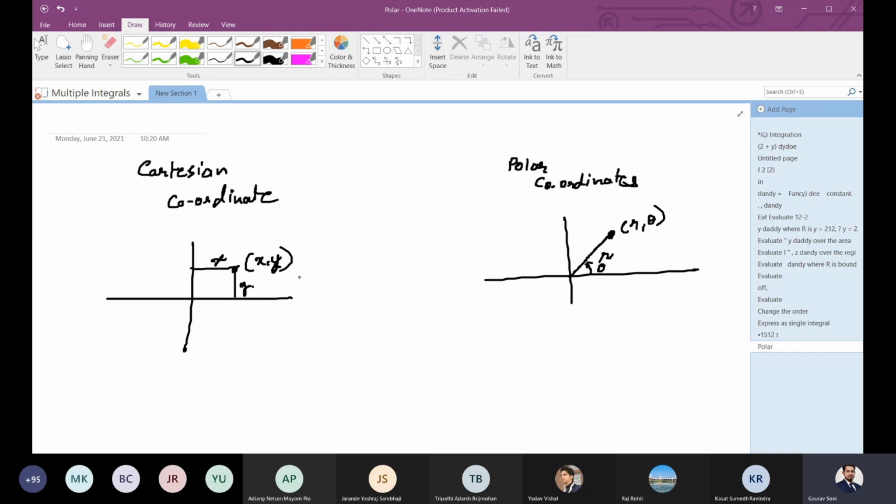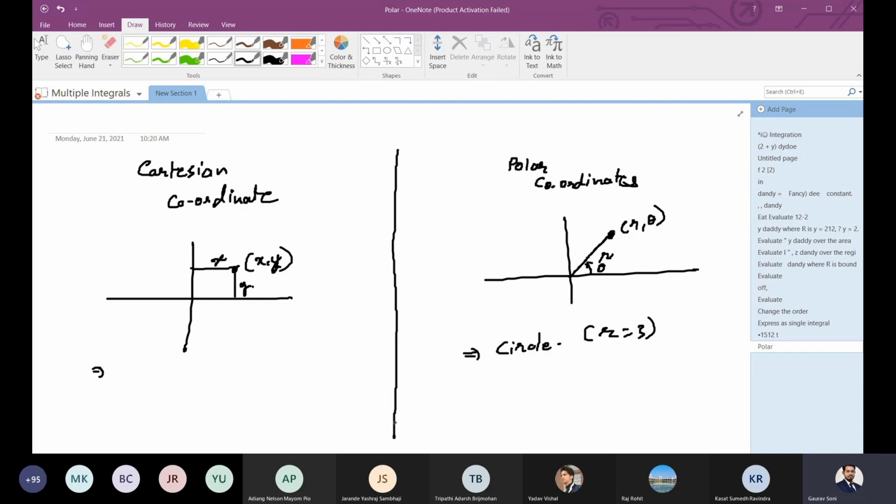So some equations are better learned in Cartesian coordinates and some are better in polar coordinates. Like circle is always better in polar because r equal to 3 or r equal to 5 represents a circle, whereas if I want to write a parabola in polar coordinates, it will become quite difficult.